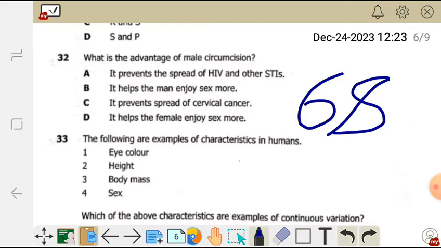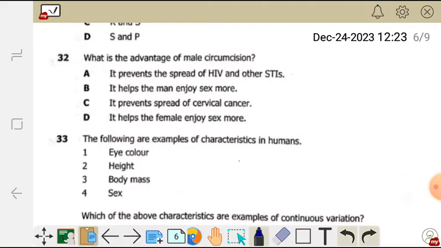68%. So circumcision will prevent the spread of HIV in that the injuries during sex will be minimized because that foreskin has been removed, and the sensitive skin which remains will harden. And when it hardens, then the injuries during sex will be reduced, hence prevention of spread of HIV. But it is not 100%. So here the correct answer is A.